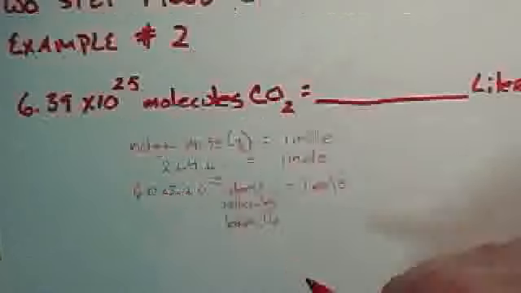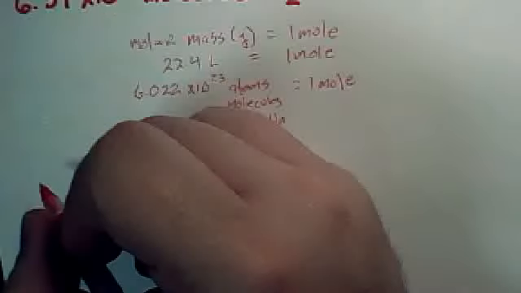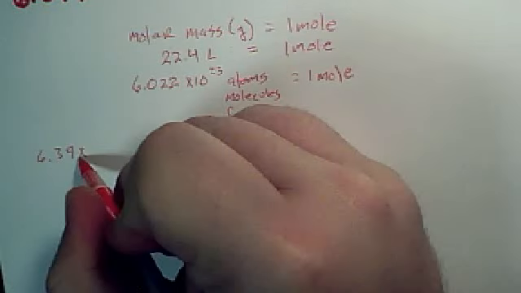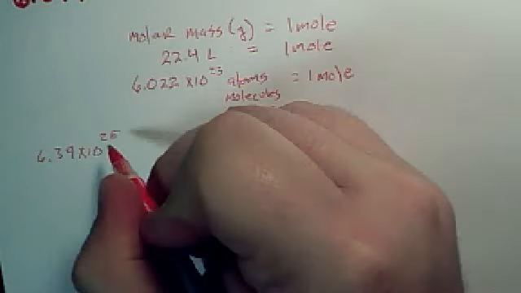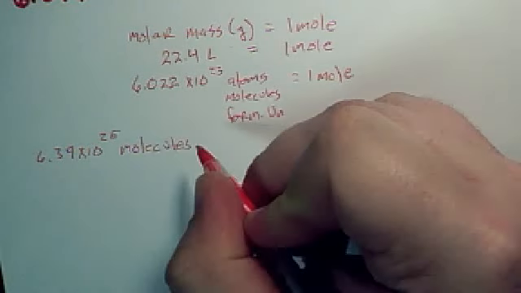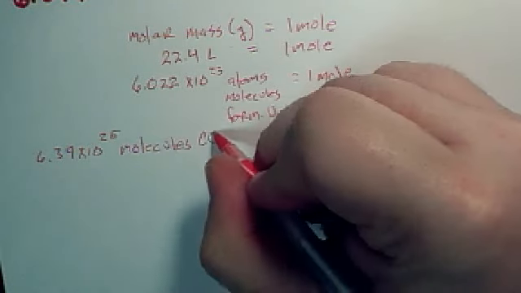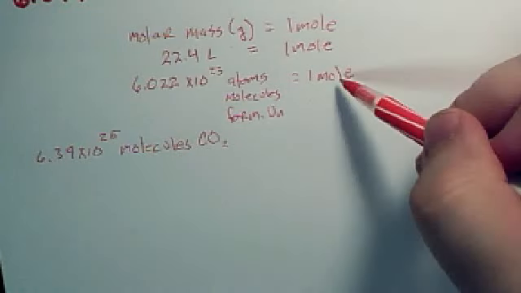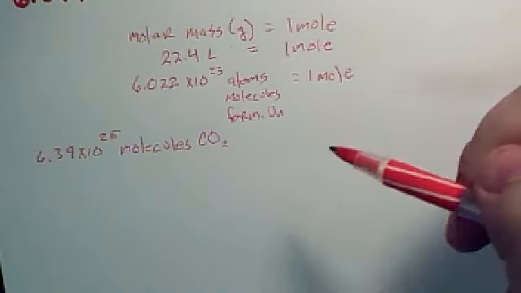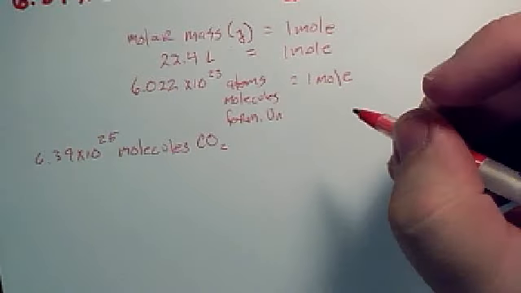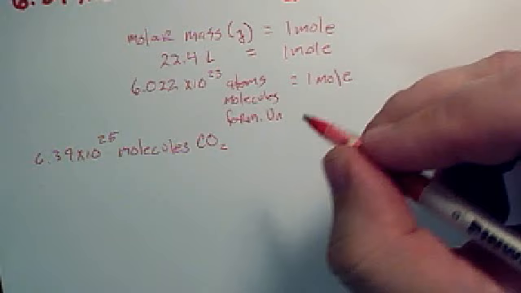So we write down the number we start with, 6.39 times 10 to the 25th molecules of CO2. I don't abbreviate molecules because that gets confusing with the mole sometimes, so I just write out the word molecules so that we don't get confused. So 6.39 times 10 to the 25th molecules of CO2.